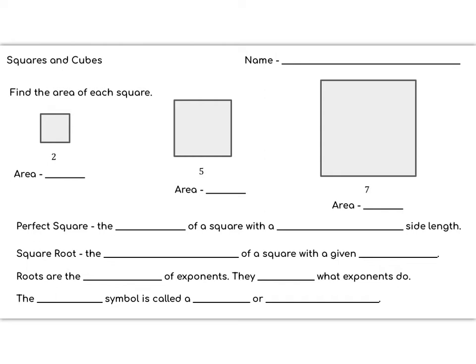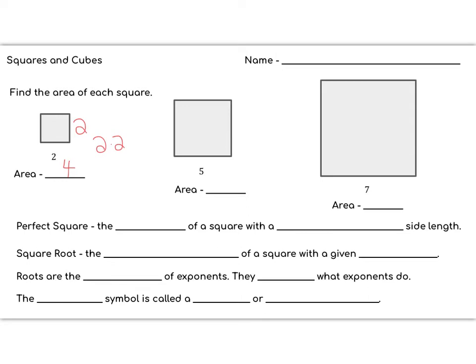So I have a square with a side length of 2, and you know that every side of a square is congruent. So if that side is 2, that side is 2, and the area of a square is the base times the height, or the length times the width. So 2 times 2, the area of this square would be 4 square units.